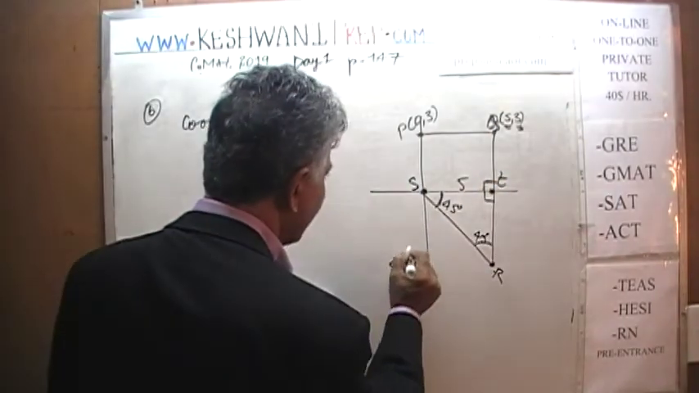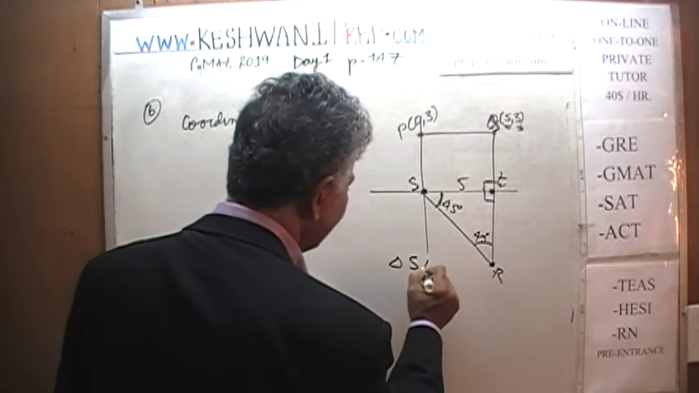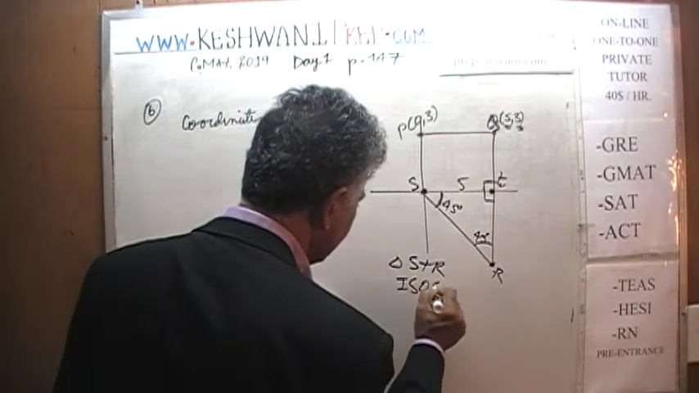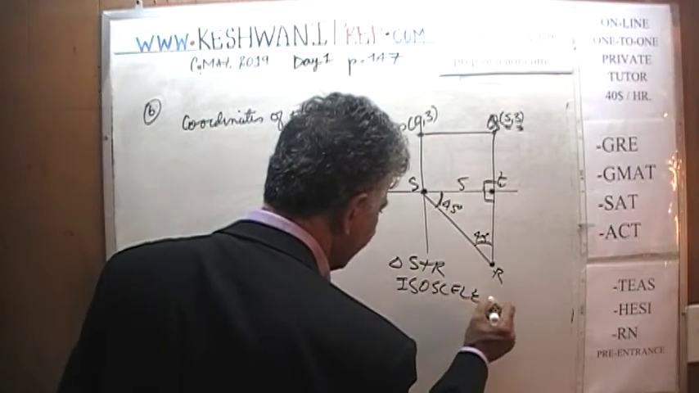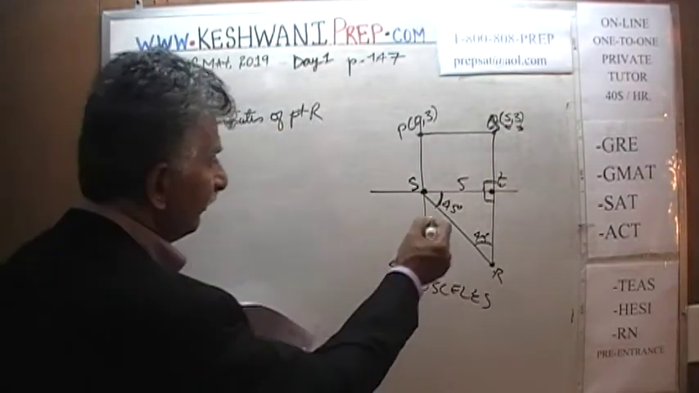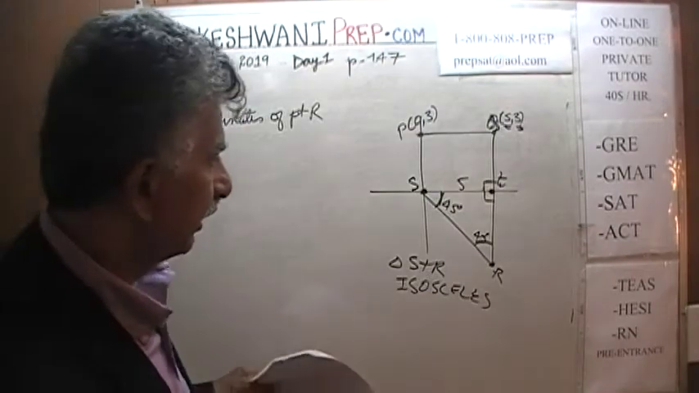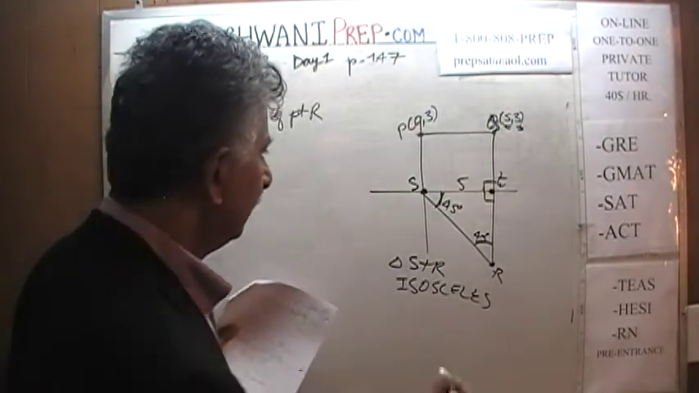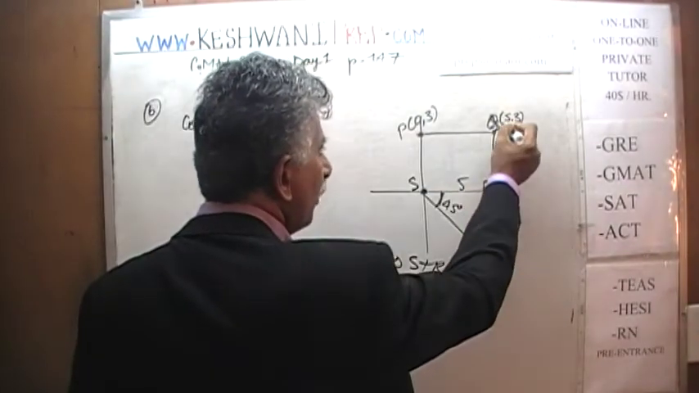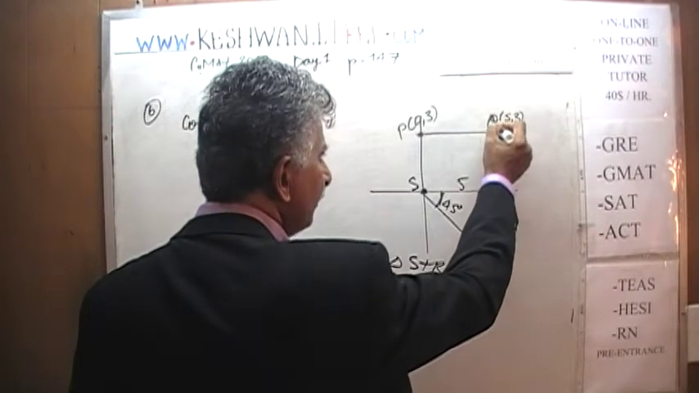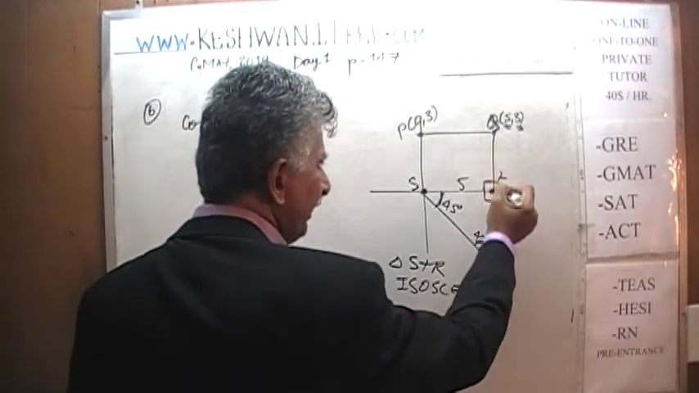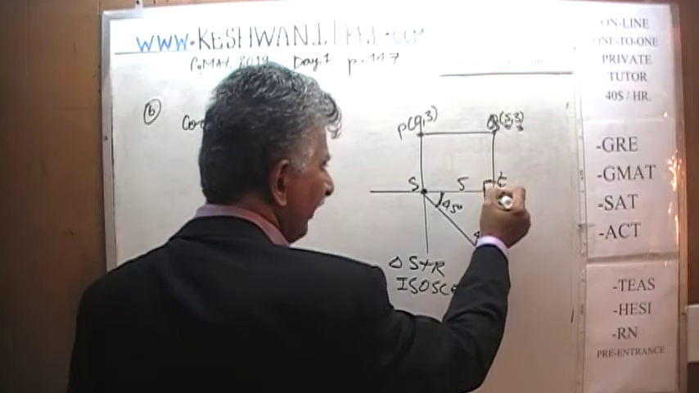The triangle STR is an isosceles triangle. Why is it an isosceles triangle? Because this is a 45 degree angle, which means this must be 45 degree angle. It's a 45-45-90 angle, okay? We are making too much fuss now. So distance from here to here is 5 because the x coordinate of point Q is 5. And since it's sitting perpendicularly at 90 degrees, it must be 5 here also.